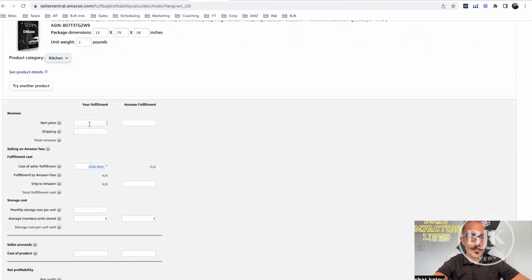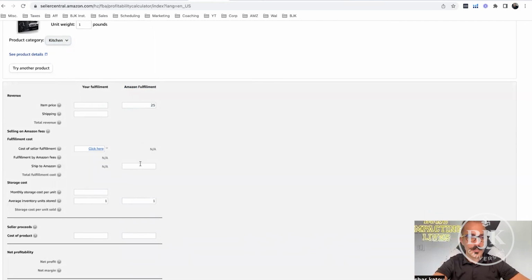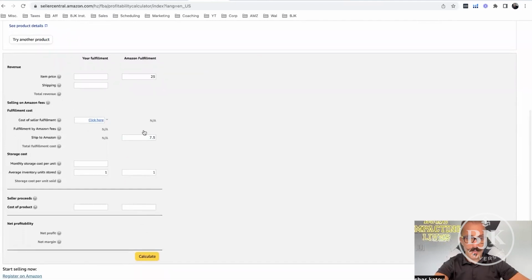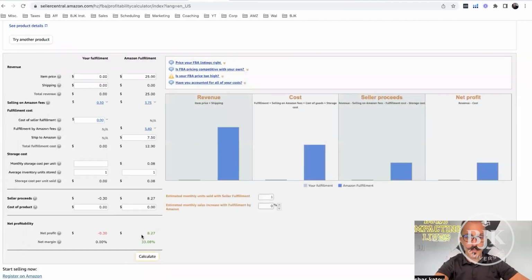Item price, let's just say you're going to sell it for $25. And then, I'm sorry, you always want to put under Amazon fulfillment. So you're going to sell it for $25 and then ship to Amazon. So this is your DDP price. And this could be, say, let's say $7.50. You always want to make sure this is one, and then that's it. Don't put anything else, and then calculate. So now it's going to tell you that you're going to profit after Amazon fees and everything, $8.27.